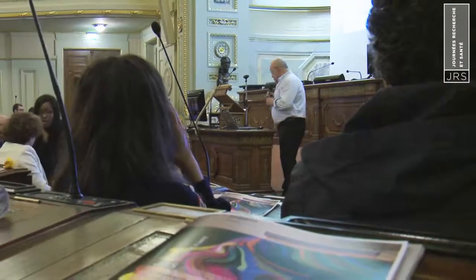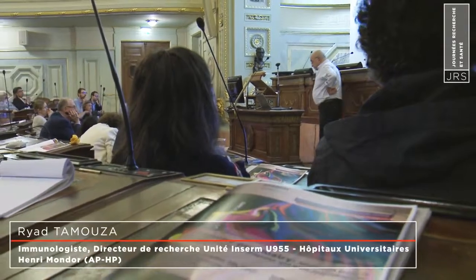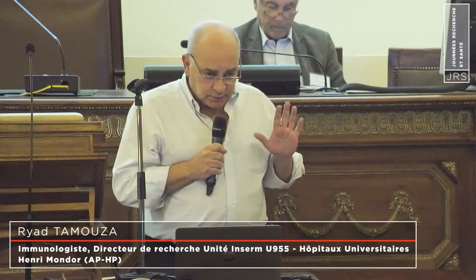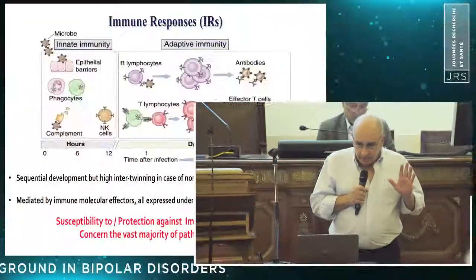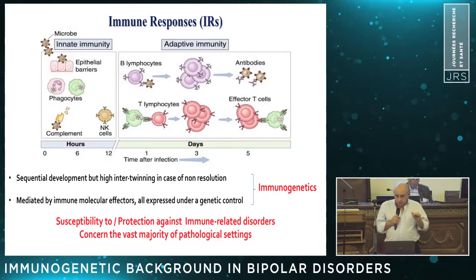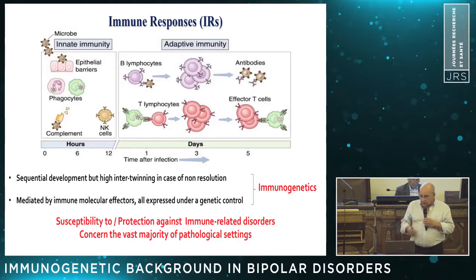First, I want to pose the scenario and remind that immune processes are schematically divided into two sequential steps. The first one, the first line of defense, is innate immunity, which is non-specific, rapid, and concerns every signal of danger. And if such a process is not resolved, we have the second part, which is the adaptive and specific immune response. And all the molecules produced during both processes are under genetic control. This is what we call immunogenetics.